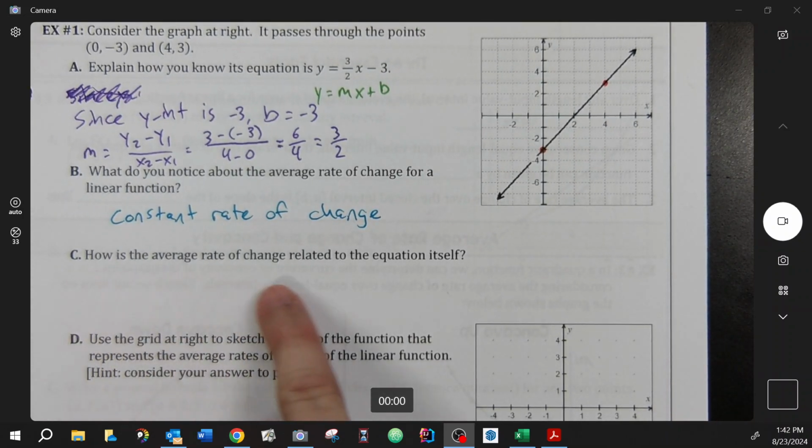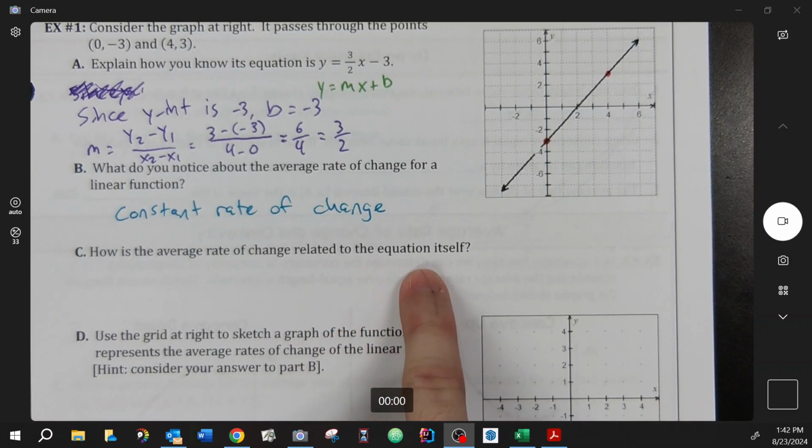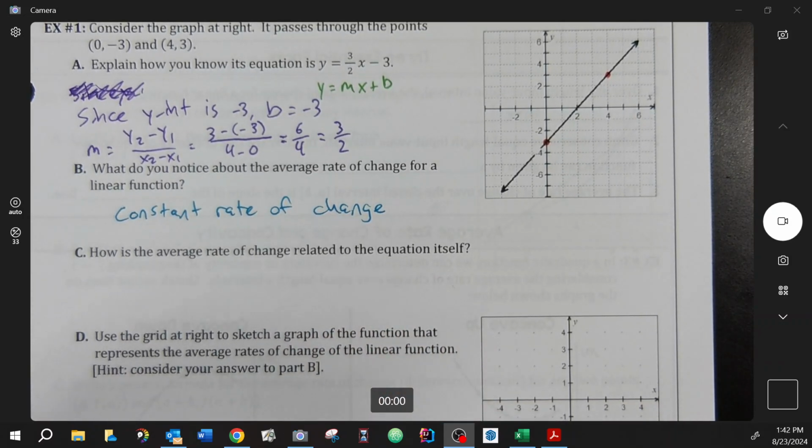When it says how is the average rate of change related to the equation itself, it doesn't mean, oh, it's the slope of the equation. No, we get that. What it means is what does it tell us about how the x's and y's change in relationship to each other? Because remember, the first lesson is called change in tandem. Change in tandem is a really big deal to AP pre-calc and actually calculus.